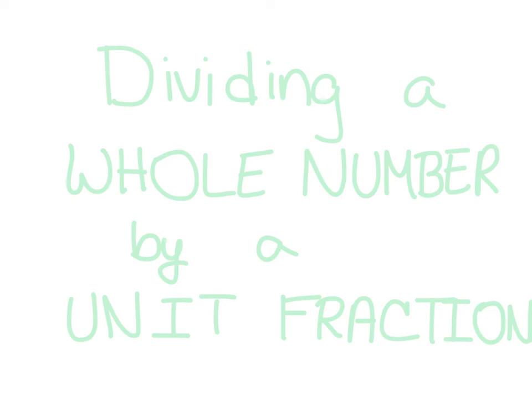We're going to look at dividing a whole number by a unit fraction. A whole number, hopefully you know what that is. A whole number is a number that doesn't have a fraction or decimal, like 8 or 27, those are whole numbers. And a unit fraction is a fraction whose numerator is a 1, like for example 1/6 or 1/10. Those are unit fractions.